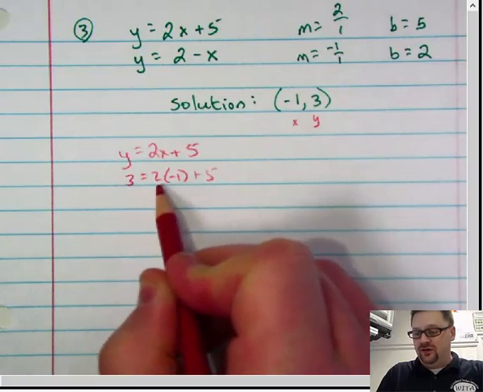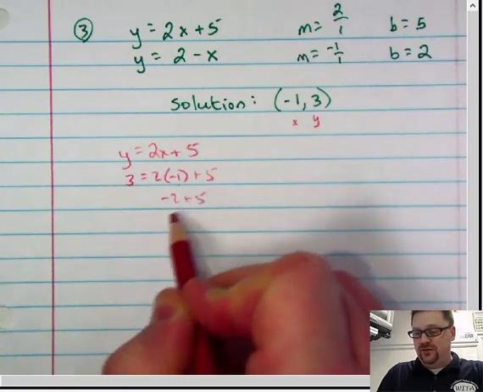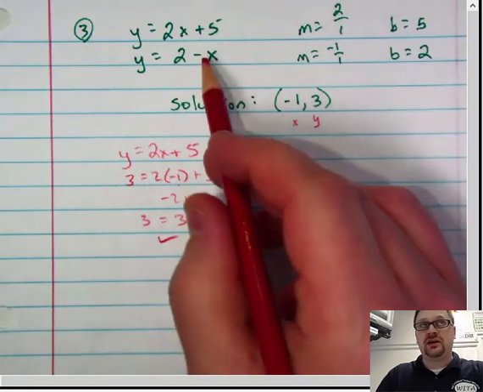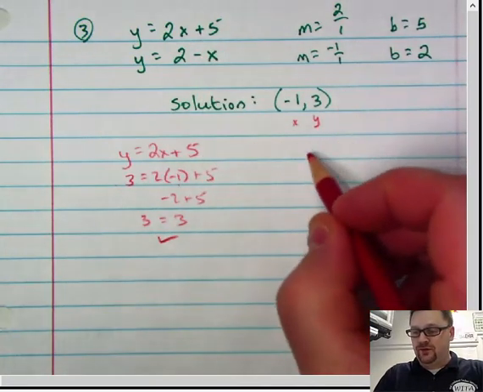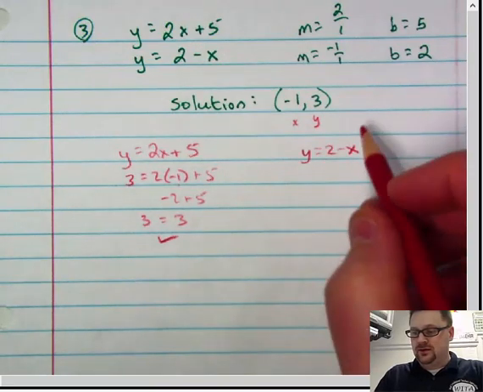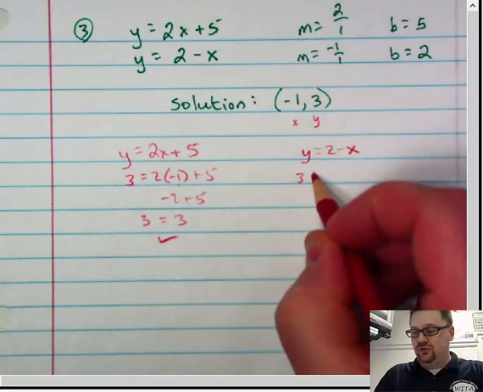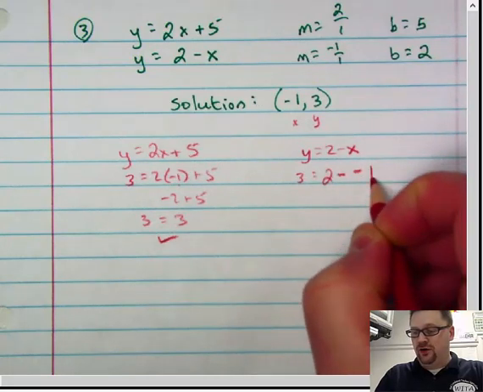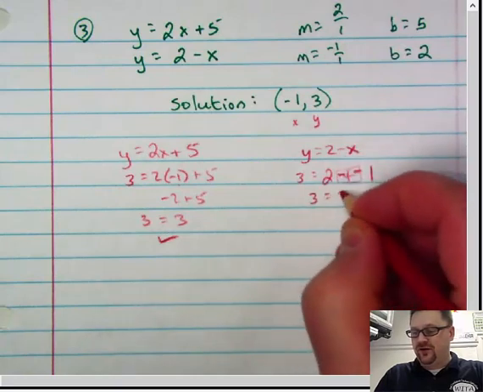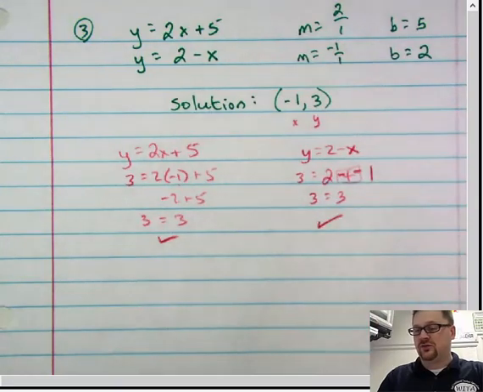Negative 2 plus 5 is 3, so that checks out. I have to check it in the other equation too, remember. So this is y equals 2 minus x. Is 3 equal to 2 minus negative 1? Well, there's a double negative. 3 does in fact equal 3. That checks out. That is in fact the solution, which I can verify algebraically and graphically.